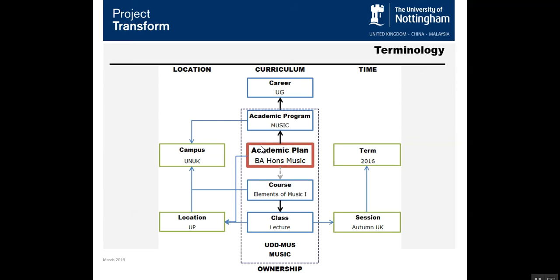Okay, so an academic plan can't exist on its own, it must be linked to an academic program. So when we're creating a new academic plan, we have to create a corresponding academic program record first. So we're quickly going to look at the academic program record and then we're going to go through the academic plan record.